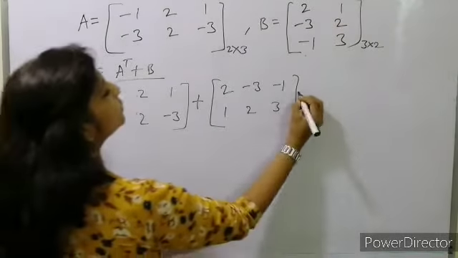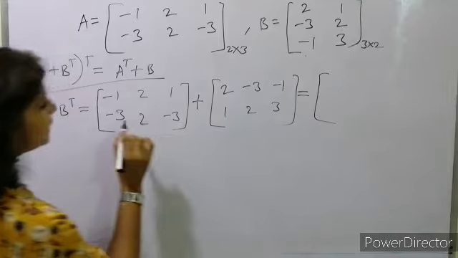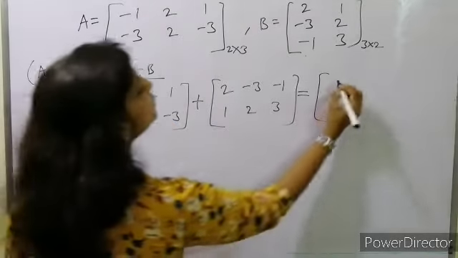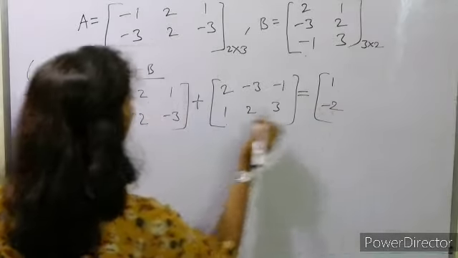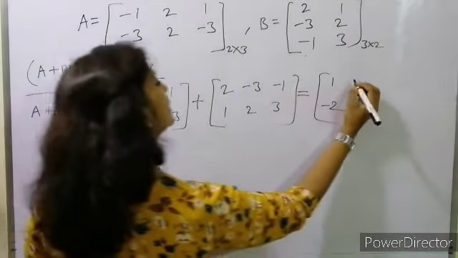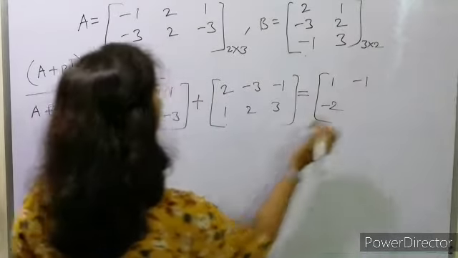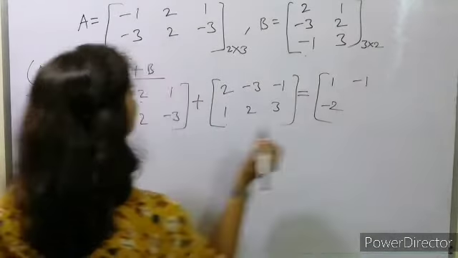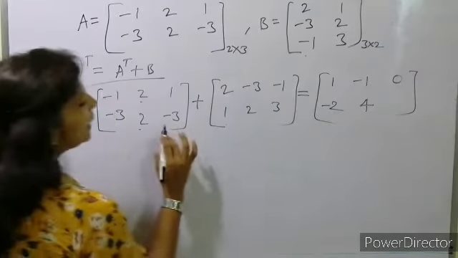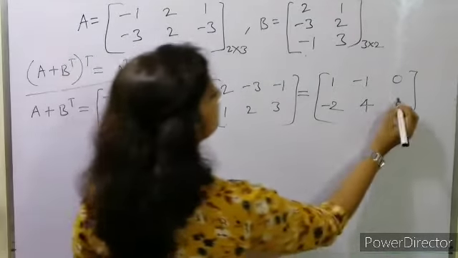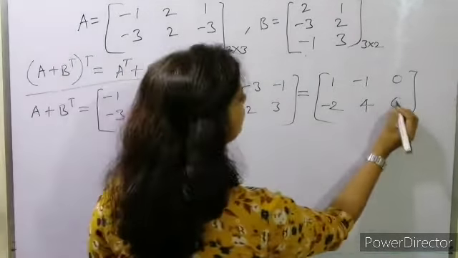So we'll add these two. What values will we get? Minus 1 plus 2, 1. Minus 3 plus 1, minus 2. 2 plus minus 3, meaning 2 minus 3, minus 1. 2 plus 2, 4. 1 plus minus 1, meaning 1 minus 1, 0. And minus 3 plus 3, 0. So this is A plus B transpose.